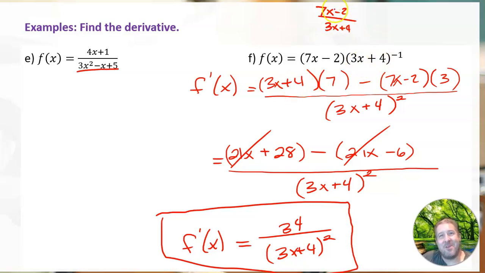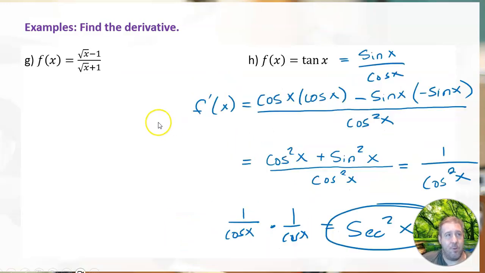So low times derivative of the top minus top times derivative of the bottom over the bottom squared. And then it's just a matter of simplifying as you go throughout. Once again, it looks like I don't have everything done here, so I'm just going to stick with what I have. Tangent of x is the same thing as sine over cosine. Well, low d high, this is one of those you should just have memorized anyway. Tangent of x is secant of x times secant squared of x.